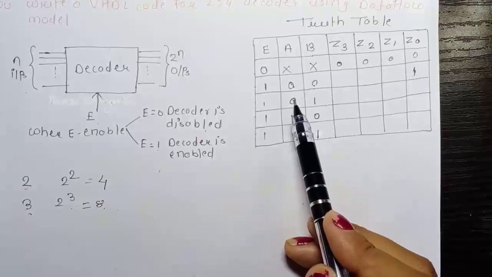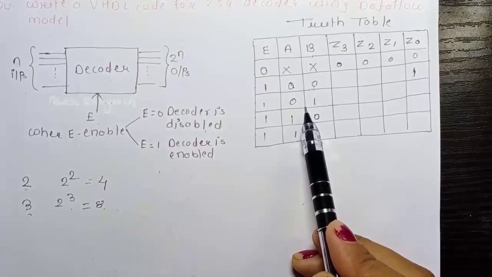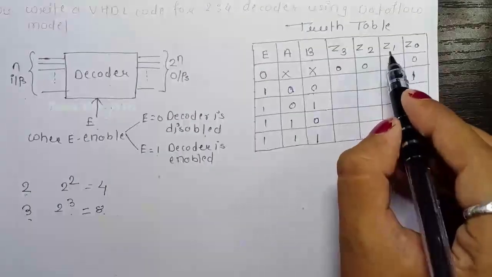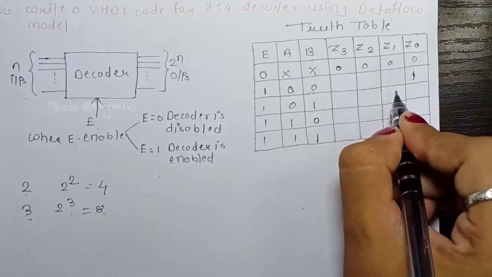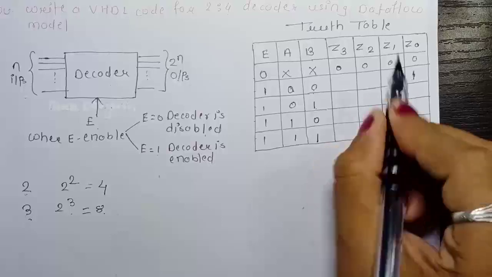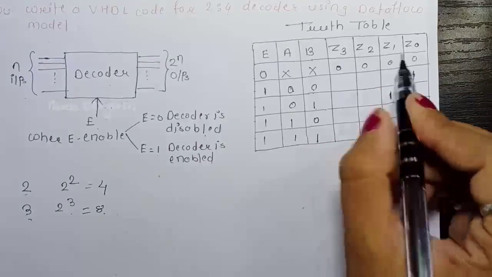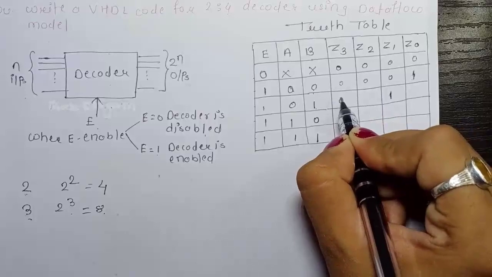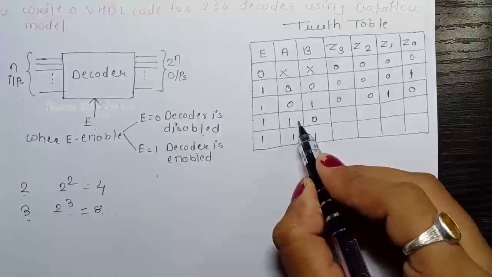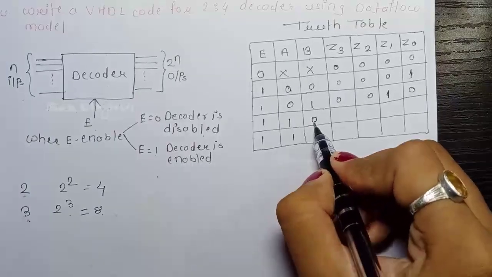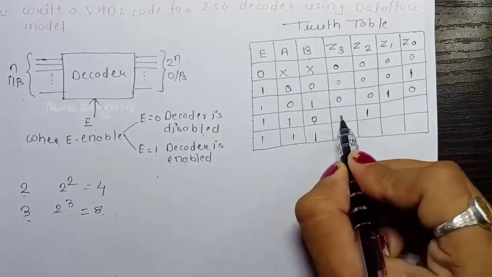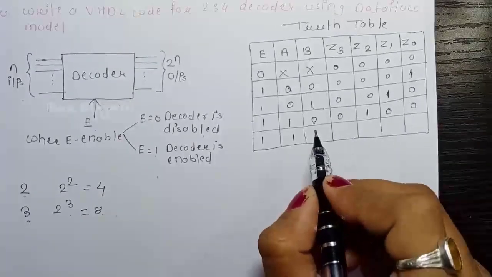Now here you are having 0 1 as the input. Your decoder will enable Z1 as a 1, because the decimal value of 0 1 is 1. So your Z1 line will be enabled, so here 1 and all other outputs will be 0. Then next input is 1 0. Now decimal value of 1 0 is 2. So the value of Z2 will be 1 and all others are 0.